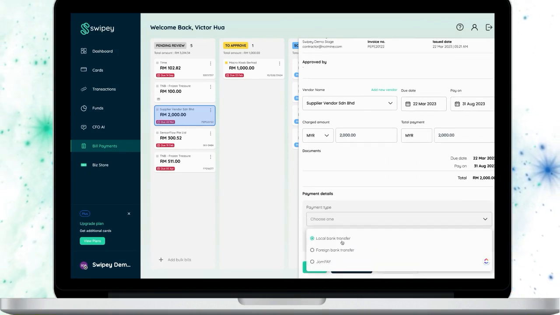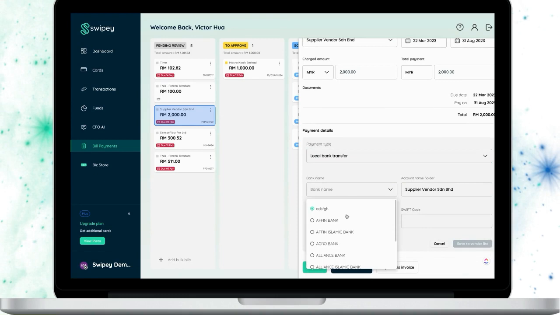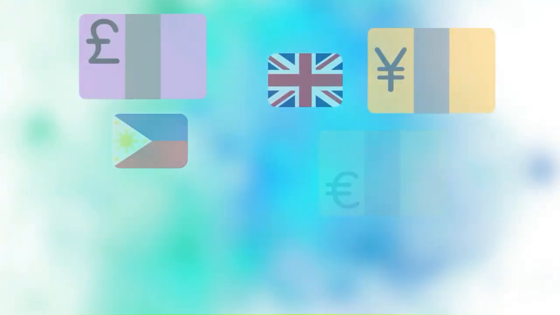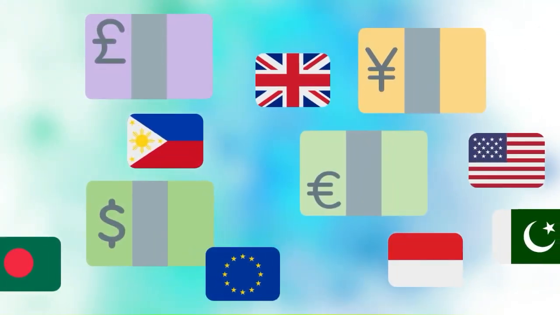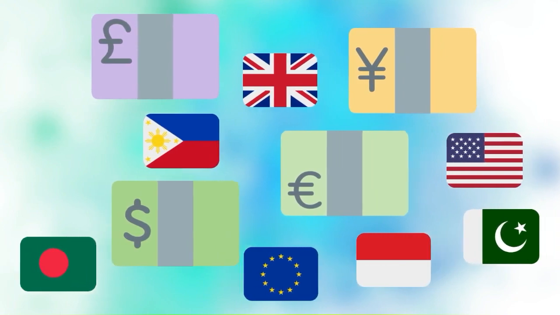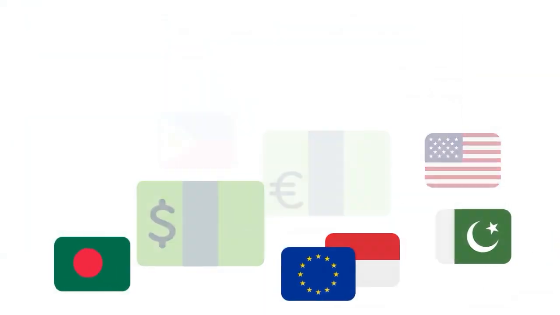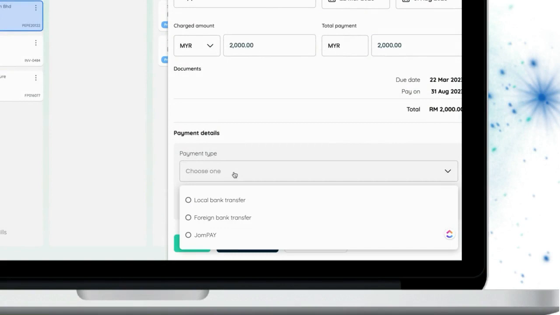Ensure your vendor details, amounts, and bank info are correct. Got bills in foreign currencies? No worries. Swipey supports multiple currencies and provides an indicative FX conversion. With support for international bank transfers, local bank transfers, and JohnPay payment options, you're covered locally and worldwide.